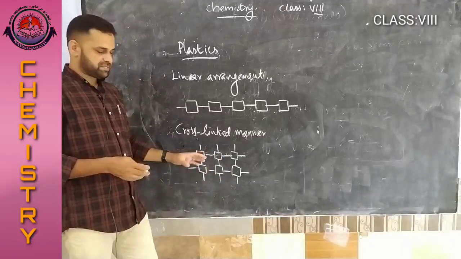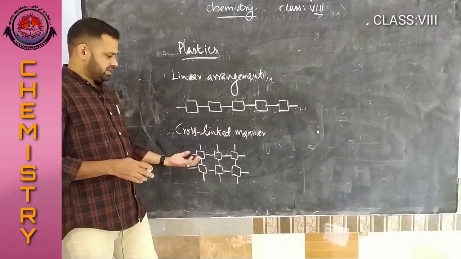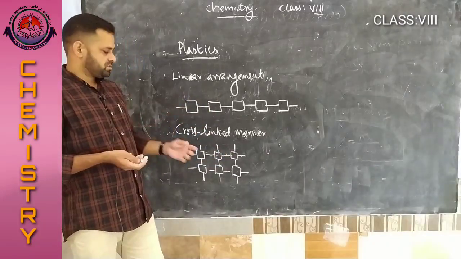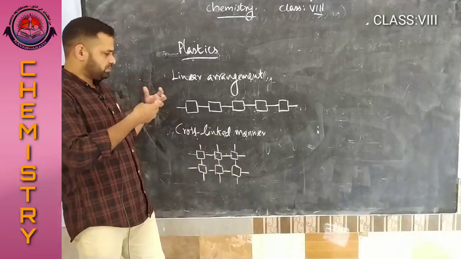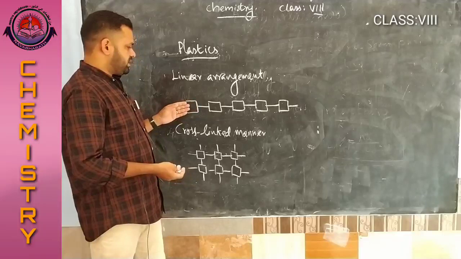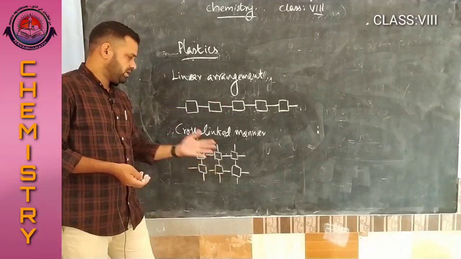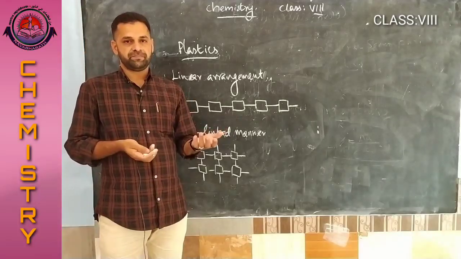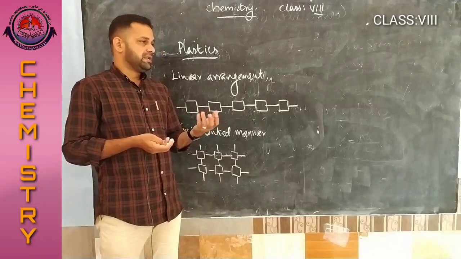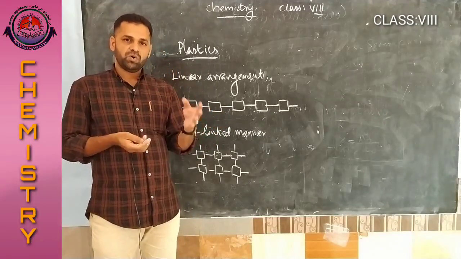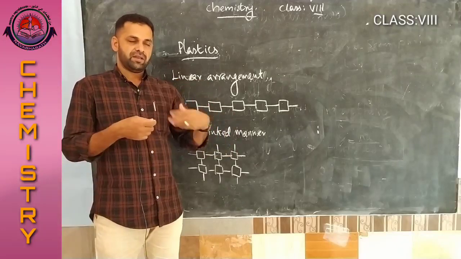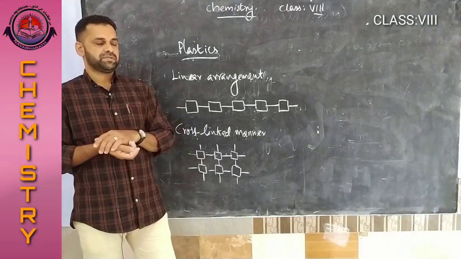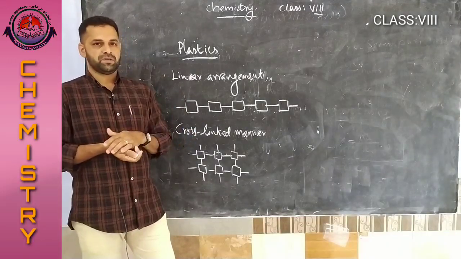So some plastics are arranged in a cross-linked manner, others are arranged in a linear manner. These boxes represent monomers, arranged end to end. Sometimes it may be a linear arrangement, and sometimes a cross-linked arrangement. And we know plastics burn easily on heating. They melt easily and become soft on heating, and on cooling they become hard. We can again heat it to become soft, and by adding certain substances it may become hard or more durable.